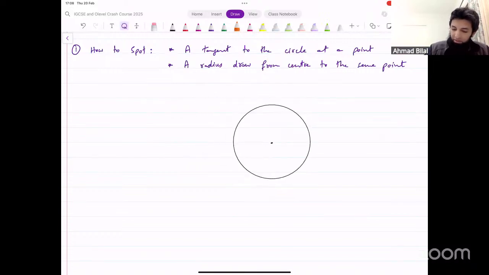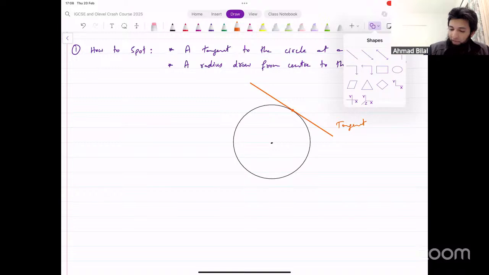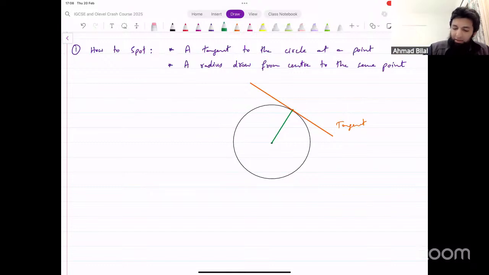Let me draw that here. You have a tangent at a point, so it might look like this. This is the tangent. And at the same point, if you have a radius coming from the center of the circle, the angle between the radius and the tangent, that is always 90 degrees. This angle is 90. So this property, in short form, we write it like this. We say radius is perpendicular to tangent.